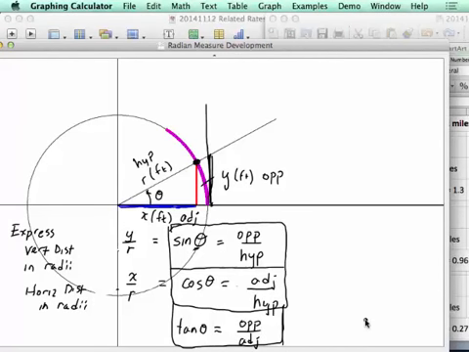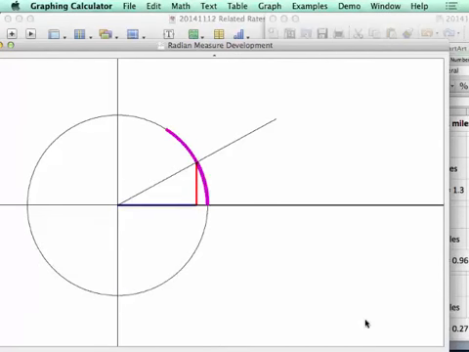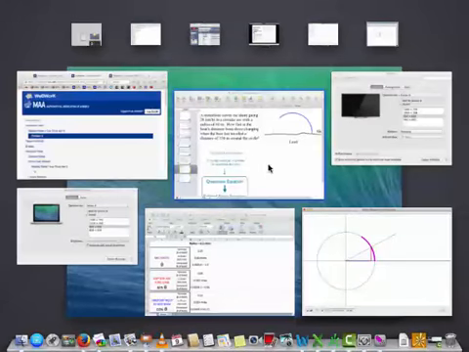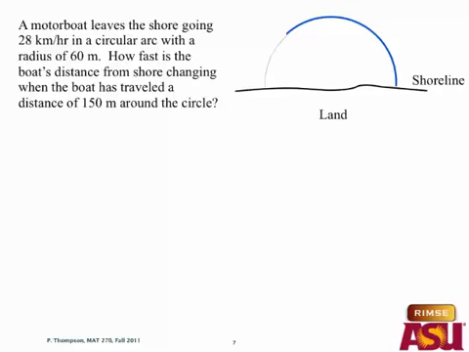So let's do an example. A motorboat leaves the shore going 28 kilometers per hour in a circular arc with a radius of 60 meters. How fast is the boat's distance from the shore changing when the boat has traveled a distance of 150 meters around the circle?